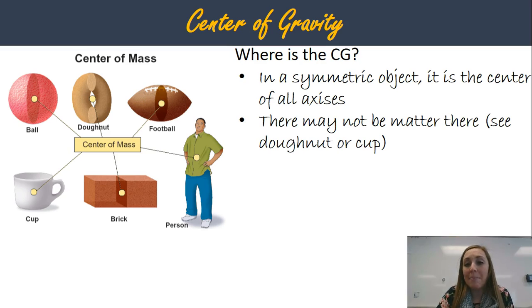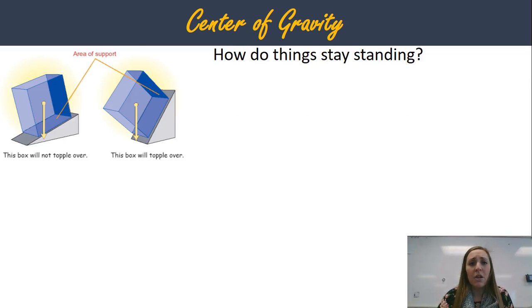Now keep in mind there may not be matter there. Like in the donut or in the cup, the center of mass, their center of gravity, is right there in the center, and there's nothing there. And that's okay. We can say that the weight averages to be at that point, even if there isn't any weight there. So how do things stay standing?